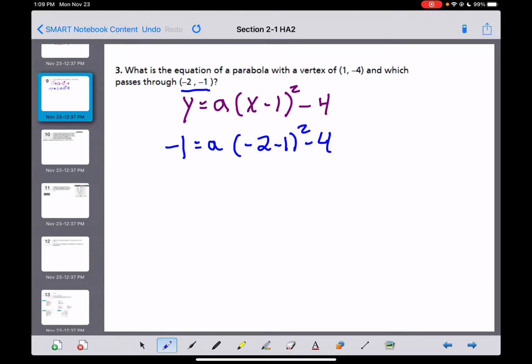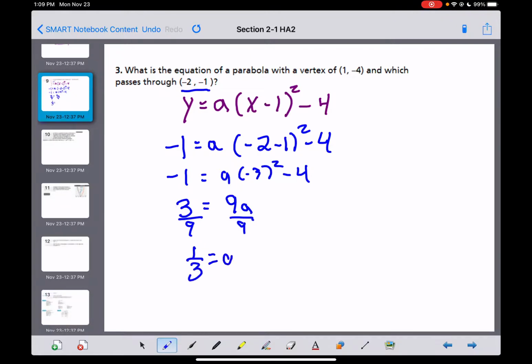Now we're going to solve this for a. So you get -1 is equal to a times (-3) squared minus 4. So I'm going to add 4. So you get 3 is equal to (-3) squared, which is 9, so that's 9a. Divide by 9. Reduce. You get a is equal to 1/3.